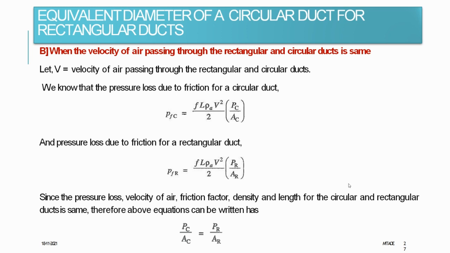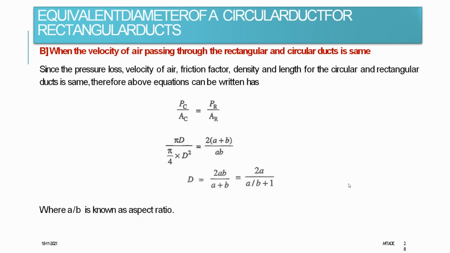Now we have the pressure loss due to friction for both the circular and rectangular duct. We just have to equate them. So we get PC upon AC is equal to PR upon AR. As the velocities are the same, we can cancel them out in both terms. Now we just put in the perimeter and area, so we get D is equal to 2A upon (A divided by B plus 1).